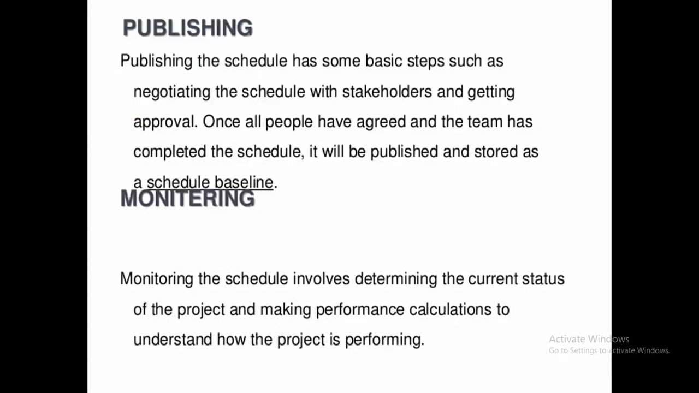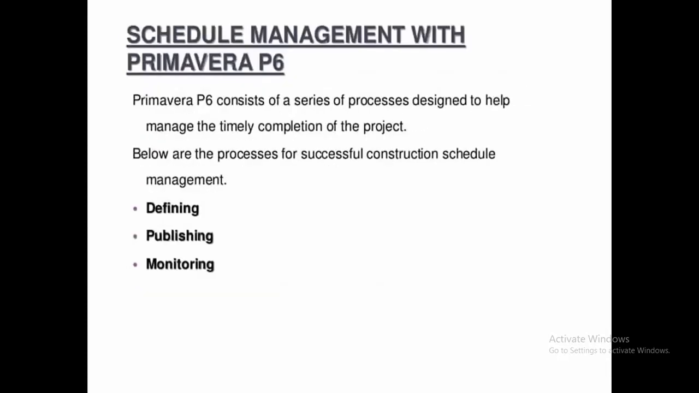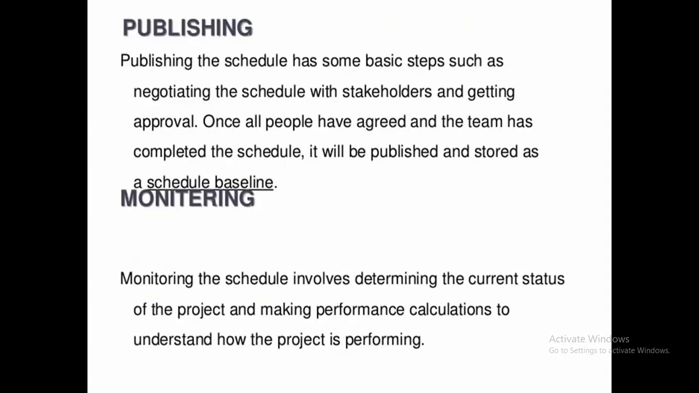Second is publishing. Publishing the schedule has some basic steps, such as negotiating the schedule with stakeholders and getting approval. Once all the people have agreed and the team has completed the schedule, it will be published and stored as the schedule baseline. The third point is monitoring.